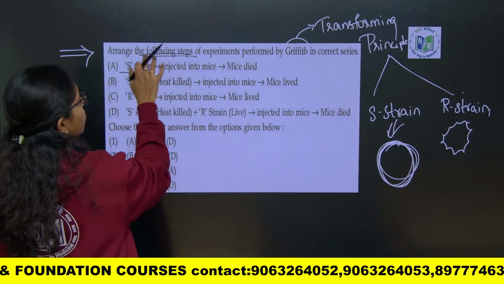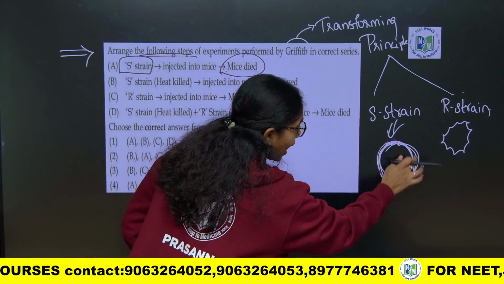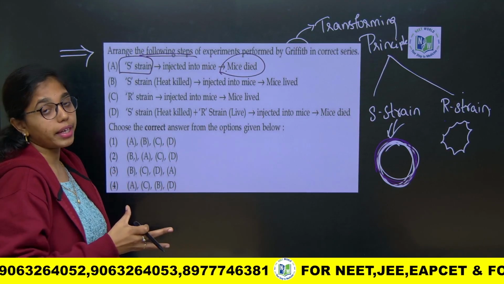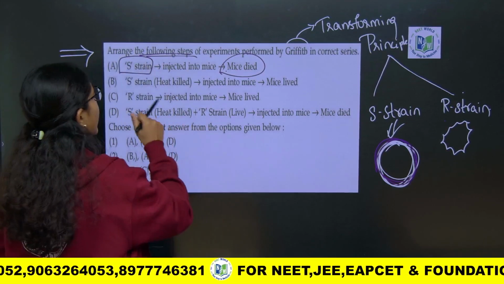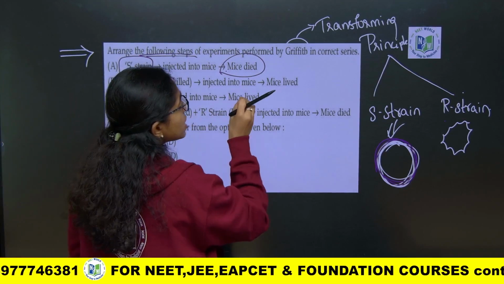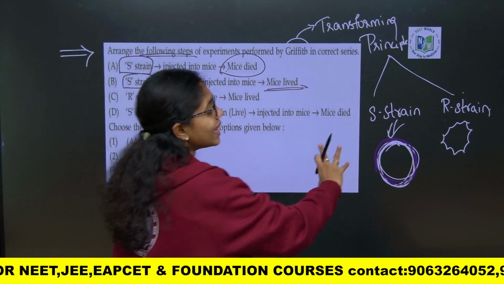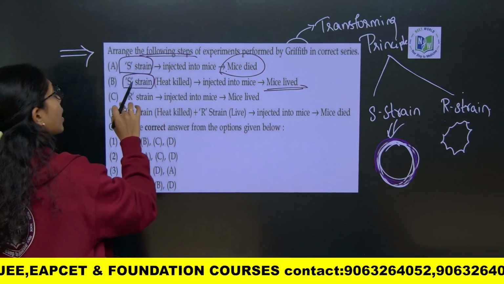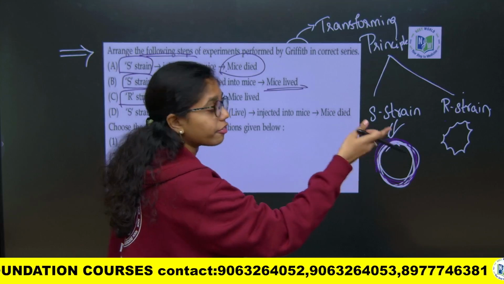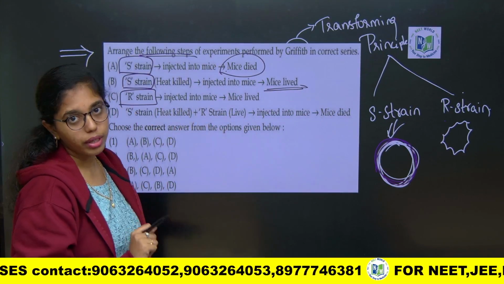First, S strain bacteria is injected into the mice. Mice will die because S strain bacteria has a very strong thick coat over it, that will protect the bacteria from the host environment. Second, heat killed S strain bacteria, when injected into the mice, the mice is alive, because the coat is dissolved by the heat. Third, they injected R strain into the mice, where the mice is alive because there is no protective coat around the bacteria.